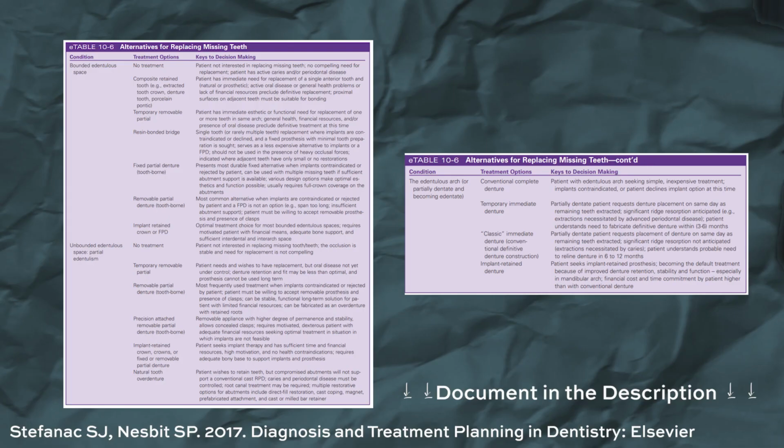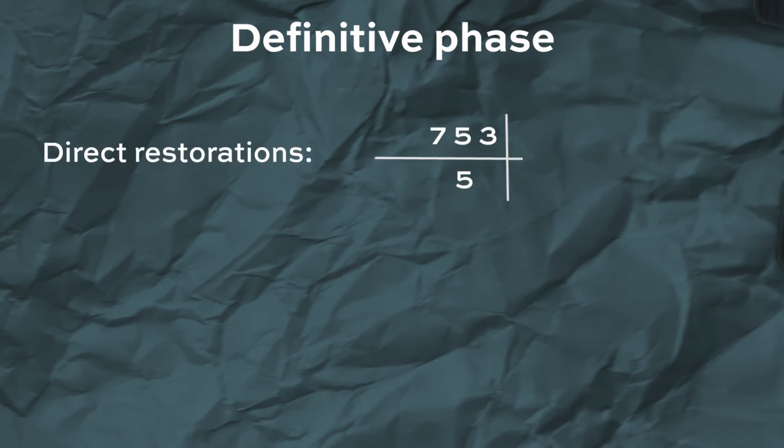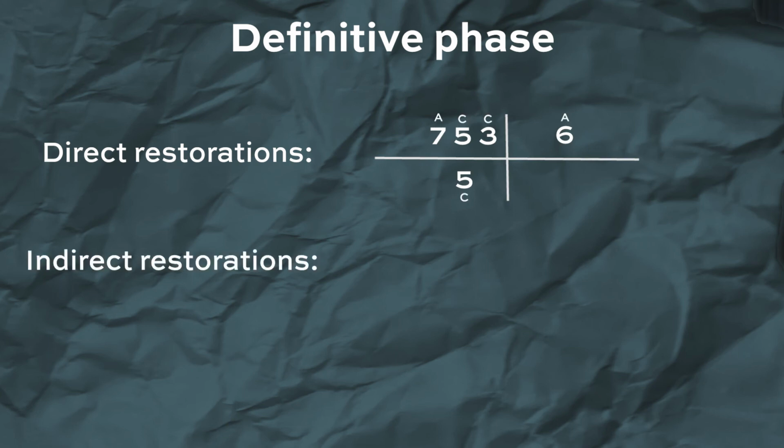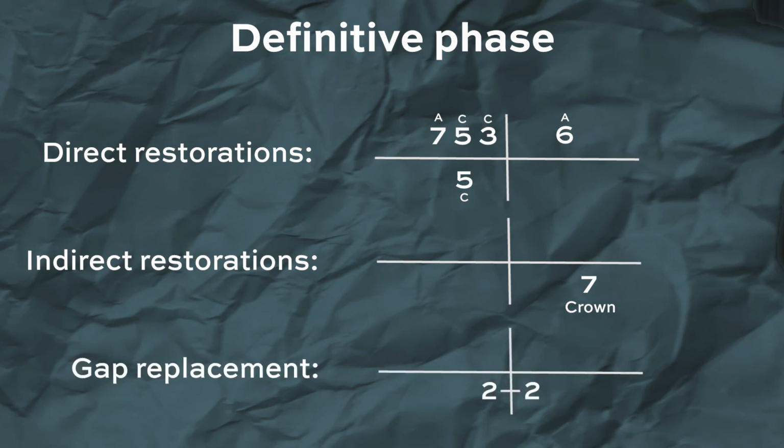Again, there's a table in the document in the description which lays out all the different treatment options for different gaps. So how do you write all of this in your treatment plan? Well, if there are multiple restorative treatments, you can use grids and list them out. Start with direct restorations, write all of the teeth that you plan to fill and maybe annotate with materials you plan to use. Then note indirect restorations and annotate what the indirect restorations will be. And finally, any gap replacements and again, what the gap replacements you plan to put in.